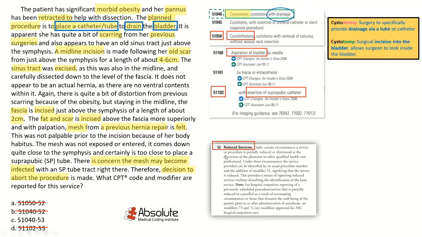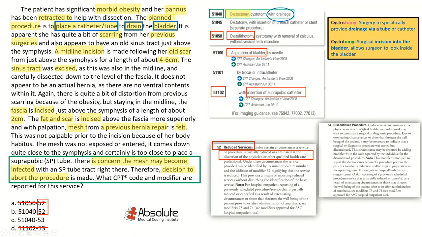But we're going to talk about the reduced services. This would be under certain circumstances where the procedure is reduced or eliminated at the discretion of the physician or other healthcare provider. So it wasn't eliminated, it was aborted. It was discontinued. Here we notice the decision to abort. That's the same as discontinue. This was due to extenuating circumstances. They were concerned that it would become infected. So that's why the discontinued one applies.